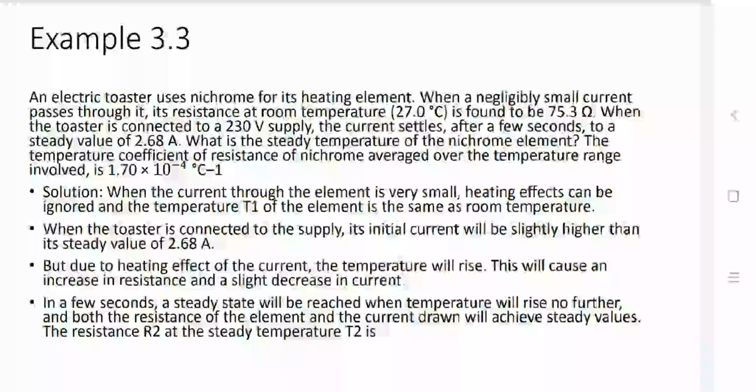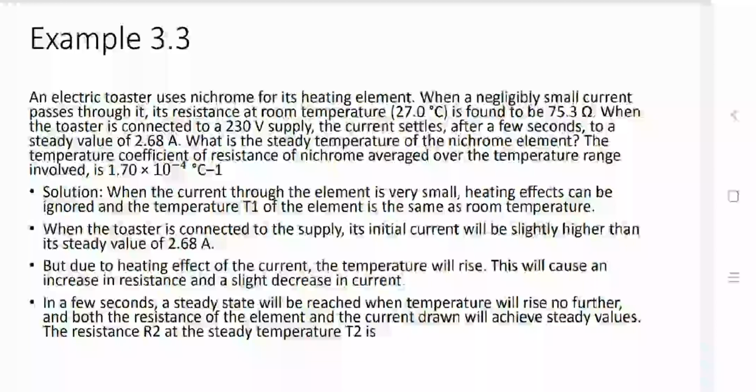When the toaster is connected to the 230 volt supply, the current settles after a few seconds to a steady value of 2.68 ampere. So when the supply is connected, after a few seconds the current becomes 2.68 ampere, and it becomes steady. So what is the steady temperature of the nichrome element? We need to find out its temperature. The temperature coefficient of resistance of nichrome, averaged over a temperature range, is 1.7 into 10 raised to minus 4 per degree Celsius. So here the temperature coefficient of nichrome, alpha, is given.